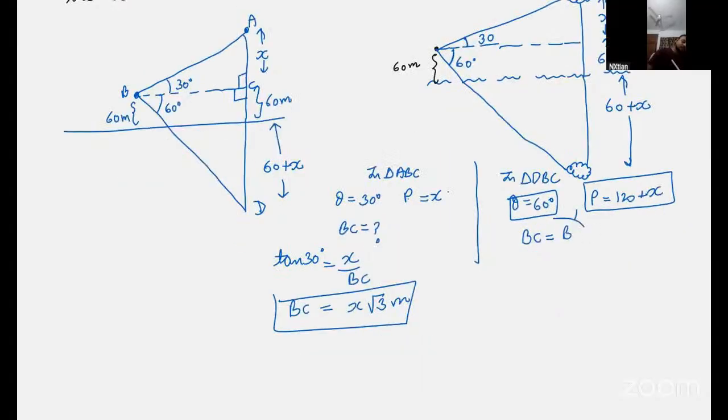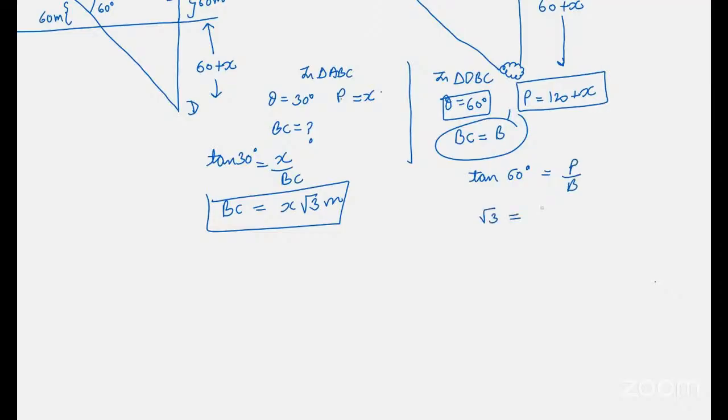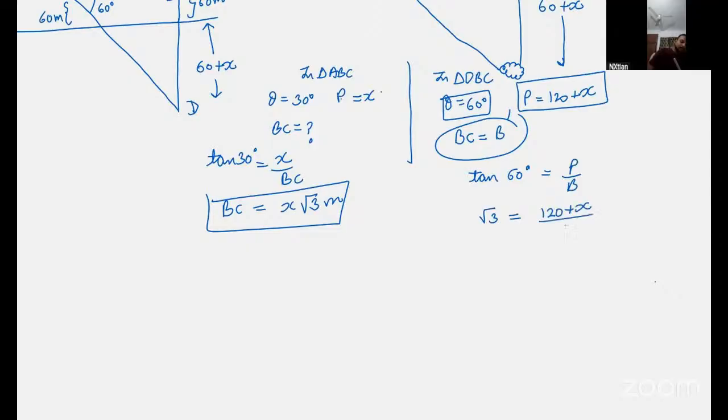Okay. So now it will become tan 60, which is perpendicular upon base. Tan 60, how much is the value? Root 3. The marks for this question will be some 3 to 5 marks, right? Yes. So 120 plus x upon base, which is BC. So BC is equal to (120 plus x) by root 3.